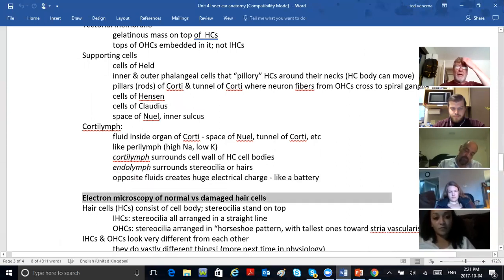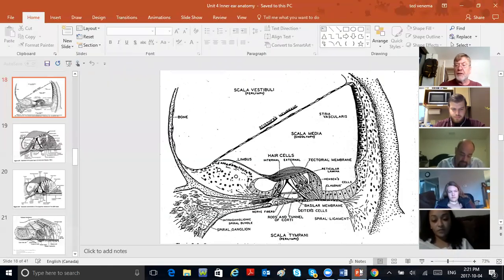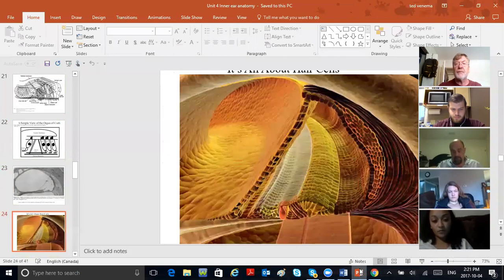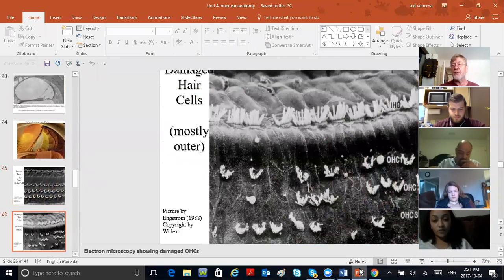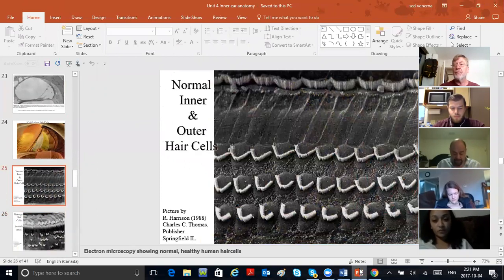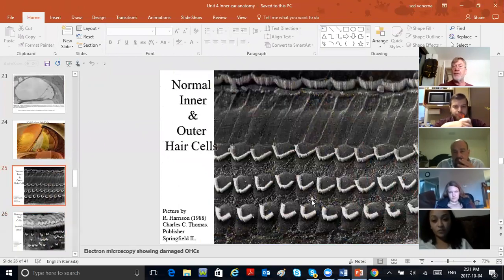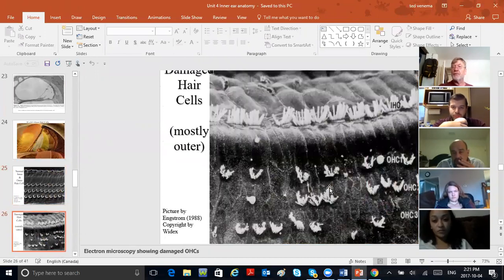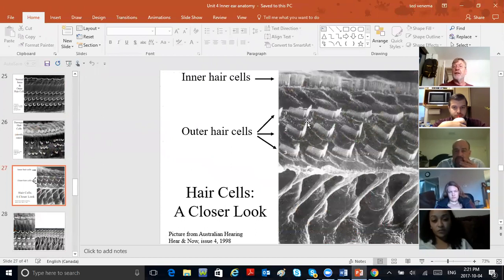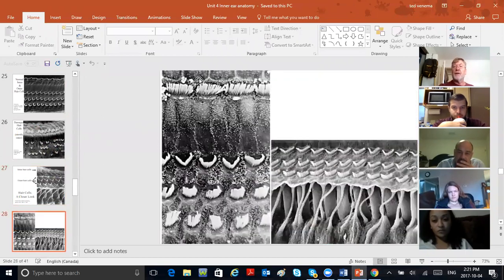Let's look at some electron microscopy of normal versus damaged hair cells. So you're looking at some microscopy here. There's damaged hair cells. Normal, damaged. Notice that the damage is mostly to the outer hair cells. It's not as much damage to the inner hair cells. Outers tend to die before inners. Here's inner hair cells again. Here's outer hair cells. Here's inner hair cells again. Here's outer hair cells. Look at the cell bodies like test tubes, long and thin.